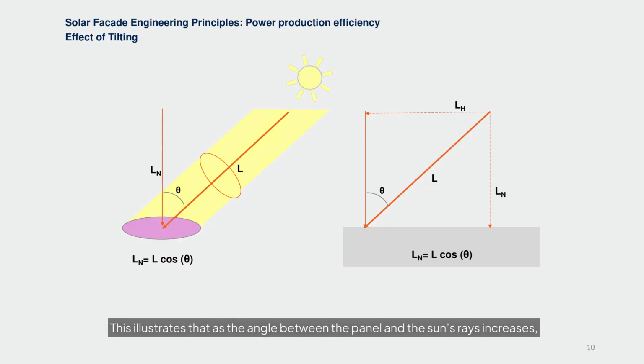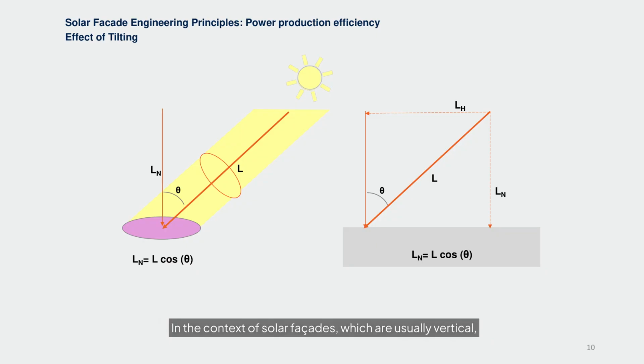This illustrates that as the angle between the panel and the sun's rays increases, the effective solar irradiance on the panel drops approximately with the cosine of that angle. In other words, if sunlight strikes the panel at an angle, the projected area receiving radiation is reduced following the cosine theta law. For example, when a solar panel is too flat, it may lose morning and afternoon sun. When one is too steep, it may underutilize high midday sun.